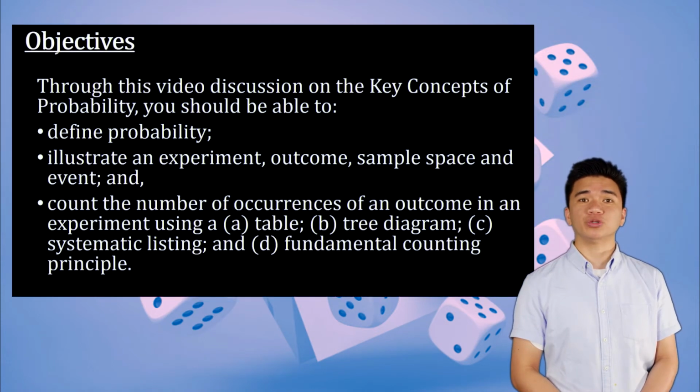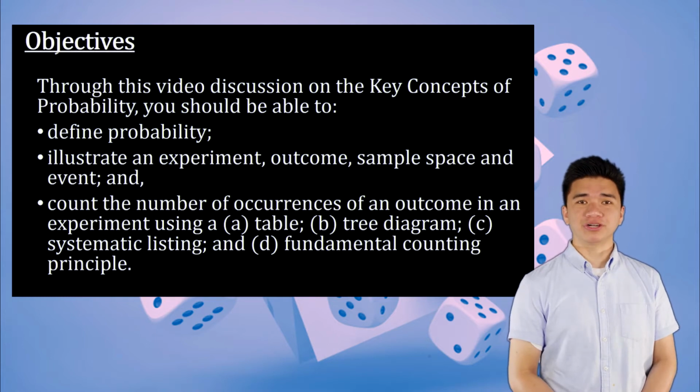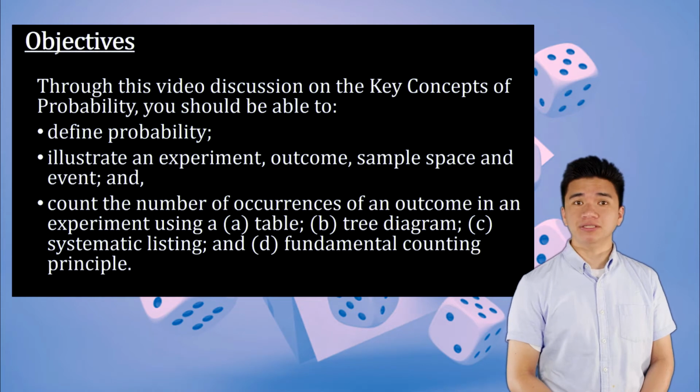Our objectives are to define probability, to illustrate an experiment, outcome, sample space, and event. Finally, count the number of occurrences of an outcome in an experiment using a table, tree diagram, systematic listing, and fundamental counting principle.